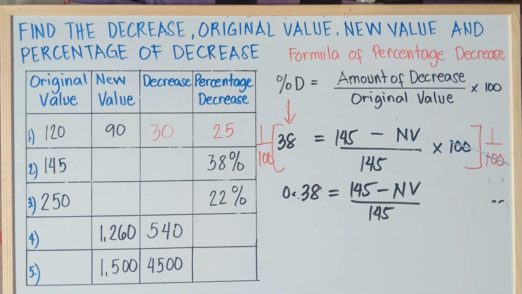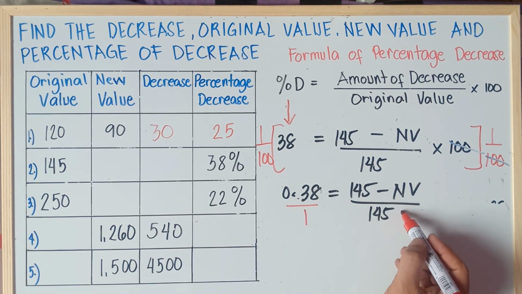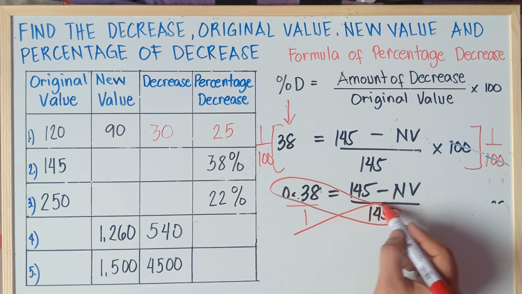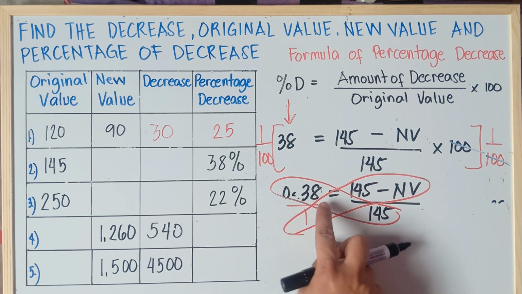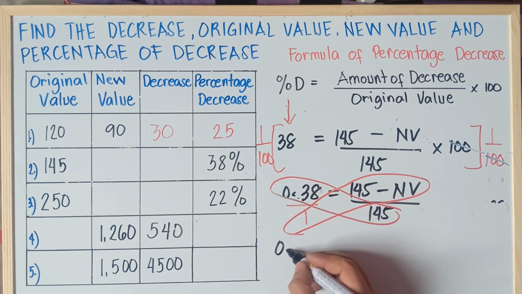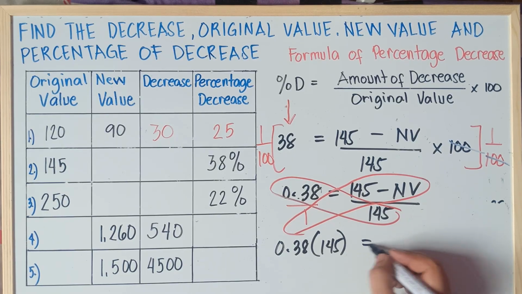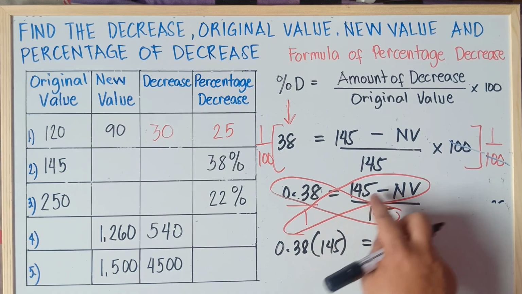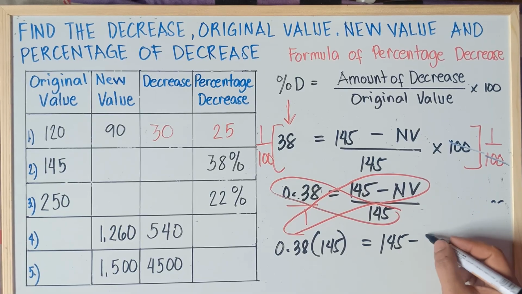To get the value of NV, we can do cross multiplication. Understood that there's a 1 here, so cross multiply. This will be 0.38 times 145 equals 1 times this equation, that is copy. Copy this equation, class: 145 minus NV.